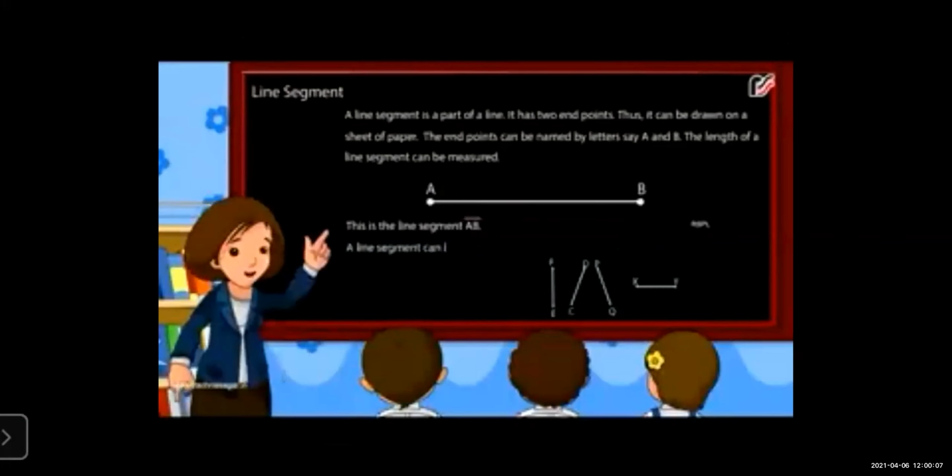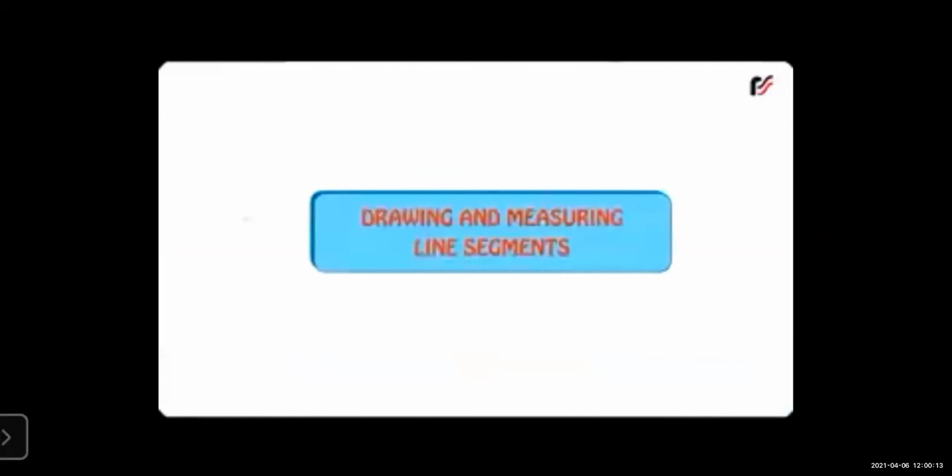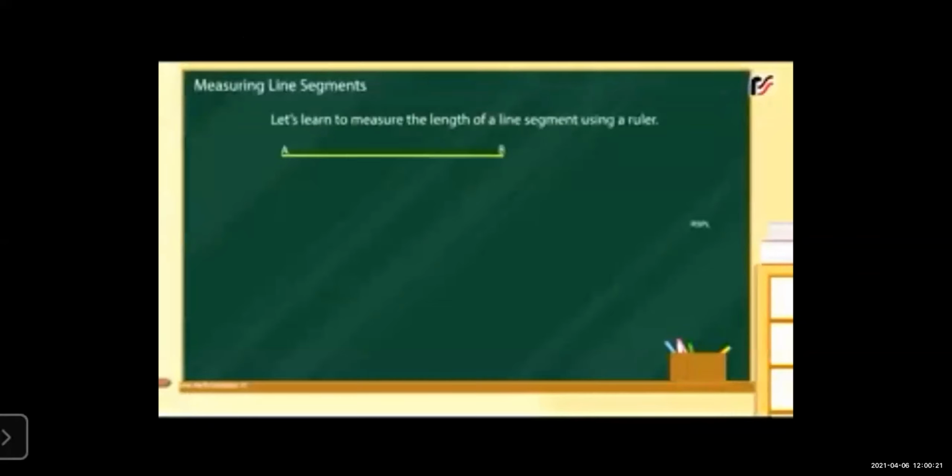A line segment can be drawn vertically, horizontally, or slanting. Drawing and measuring line segments. Measuring line segments. Let's learn to measure the length of a line segment using a ruler.